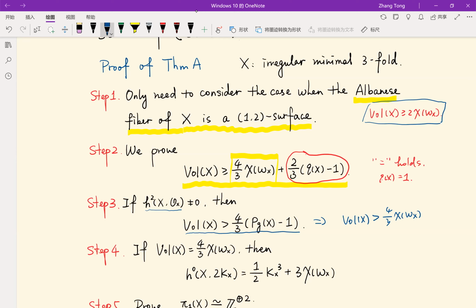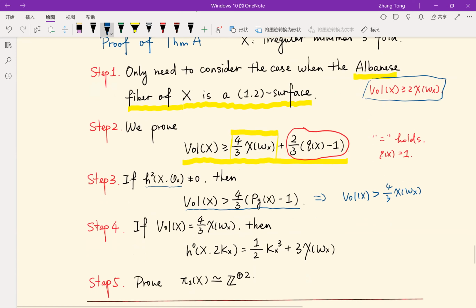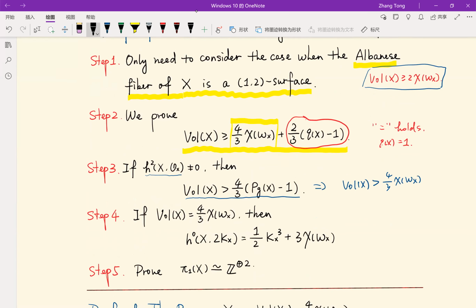And for this part, we in fact prove this equality. So we compute the H^0 of twice the canonical divisor. And we prove that this global section of 2K is the same as half of the canonical volume plus 3 times the Euler characteristic. And this will imply that the minimal model has Cartier, has Gorenstein singularity. And this was proved using the Riemann-Roch formula of Miles Reid.